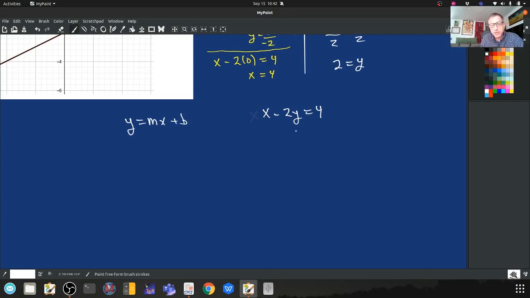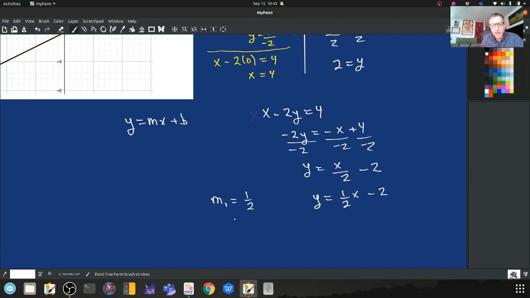So what I'm going to do is just put this equation in that form. You already have had practice to do that. So I'm going to divide both sides by minus 2. So I get y is equal to x over 2 minus 2. So that's the same as y is equal to 1/2 x minus 2. So my first slope, m1, is 1/2, and my intercept on my first line is 0 minus 2, which we actually could grab from the graph.